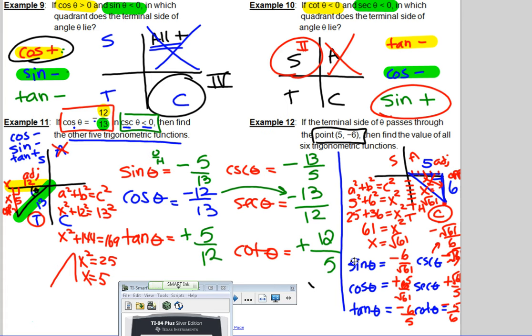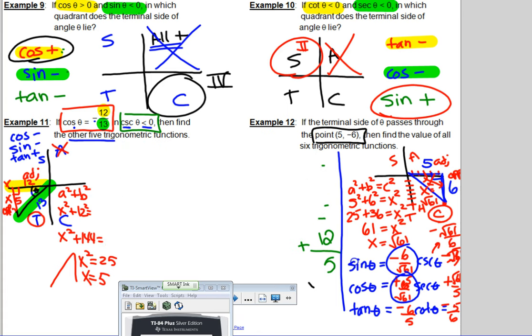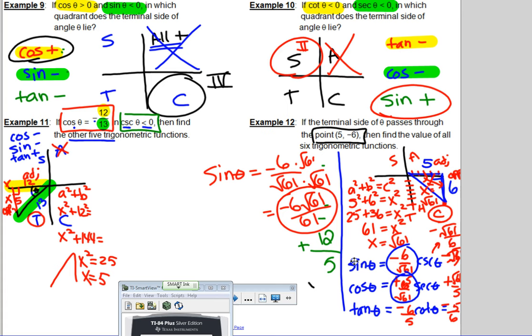All right, and the last thing I have to tell you is that we don't normally keep this. You guys learned before that anytime a radical is in the denominator, we actually rationalize it. So just to show you what rationalizing looked like, our sine that was negative 6 over radical 61, we just multiply it by the radical, and that makes negative 6 radical 61 over 61, and that's called rationalizing it. You'll see that answer, then you would see the answer with the radical in the bottom.